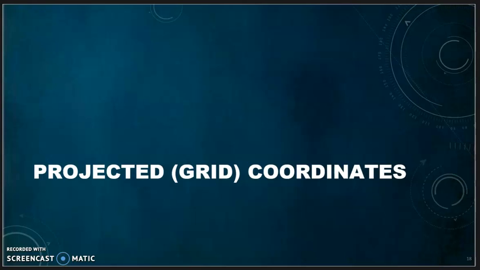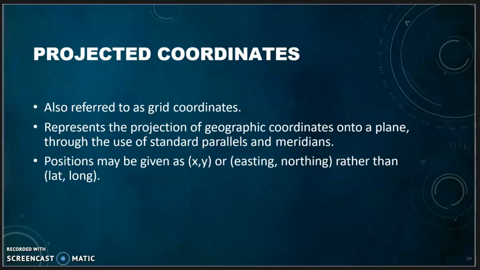All right, let's go over projected coordinates. These are also referred to as grid coordinates. They represent the projections of geographic coordinates onto a plane through the use of standard parallels and meridians. The positions may be given as x, y, or easting, northing, rather than latitude and longitude.